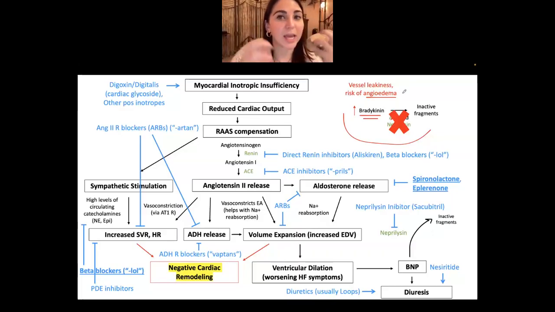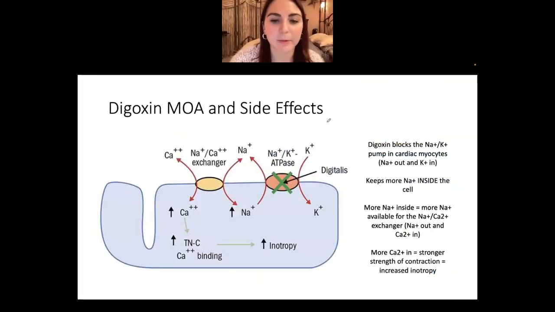It's basically angio, so vessel edema. The vessels get very, very leaky and swollen, and the patient can die. You can die from angioedema. So you have to be very, very careful. That would be a contraindication to giving an ACE inhibitor if the patient's also on a neprilysin inhibitor.